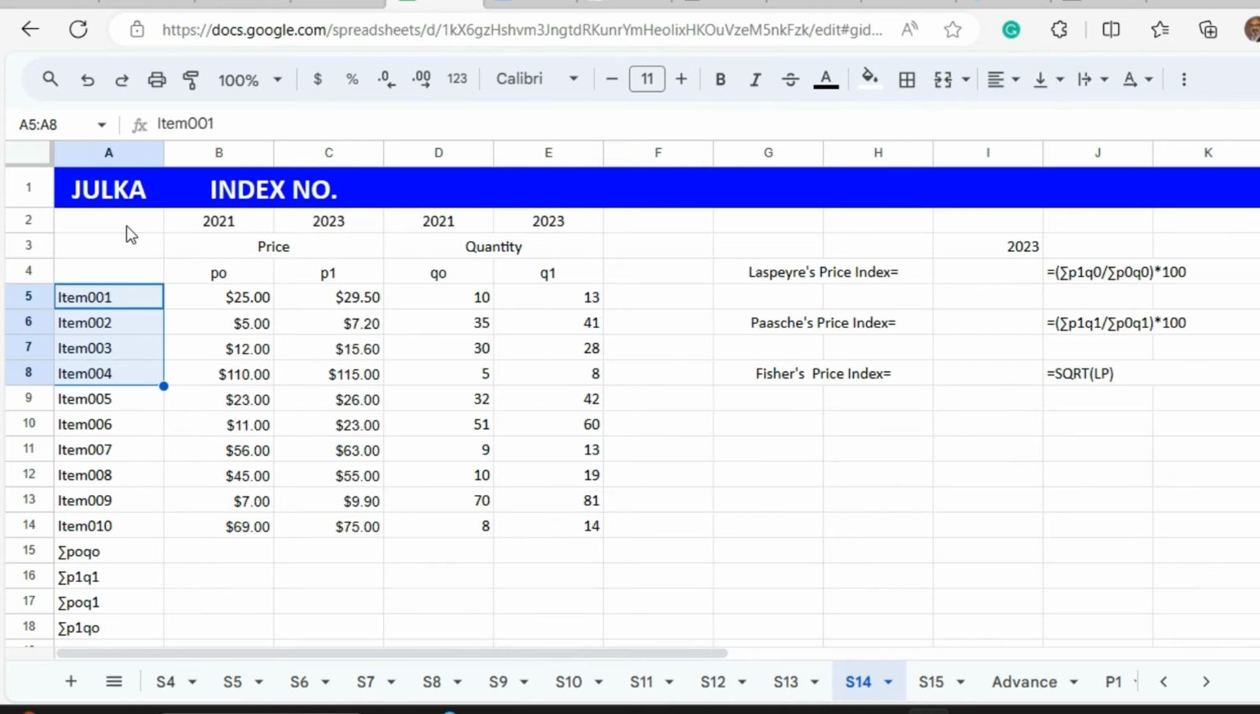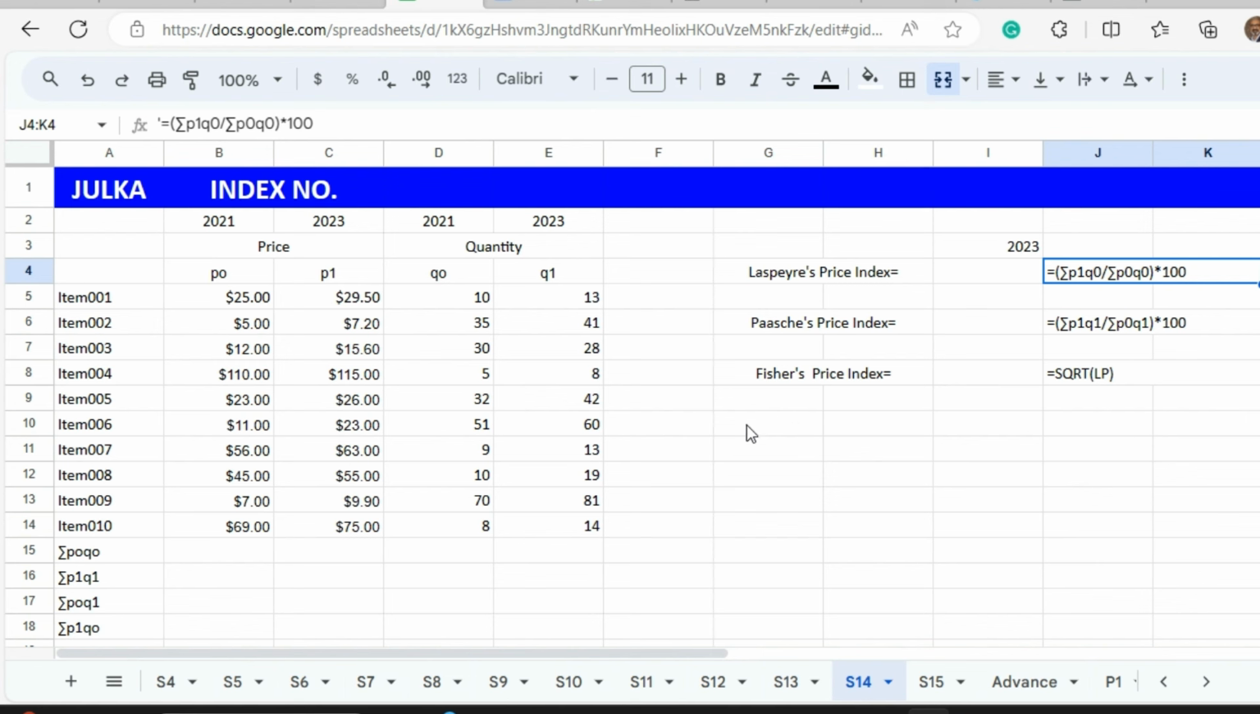In this example, we have 10 items and their corresponding prices of 2021 and 2023 given to us, and their corresponding quantity consumed of 2021 and 2023 also given to us. To calculate index number using Laspeyres' method, Paasche's method, and Fisher price index, we have these formulas.